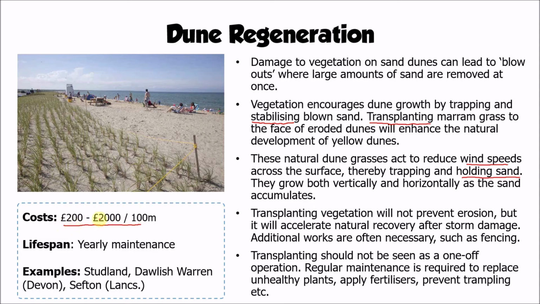We look at the cost of only £200 to £2,000 per 100 metres. When we think about the cost of a sea wall, it is maybe £200,000 or more per 100 metres. The problem being that you can only use this where you naturally have sand dunes. You can't artificially create sand dunes where they don't naturally exist. So there are relatively few places where this is an appropriate means of managing the coastline.